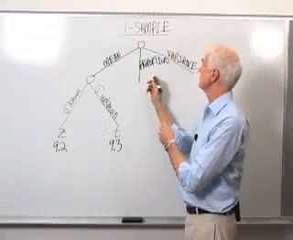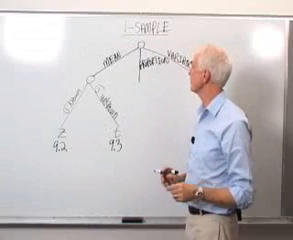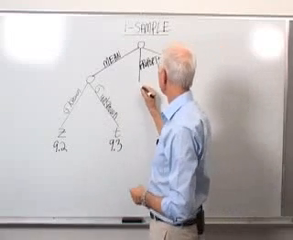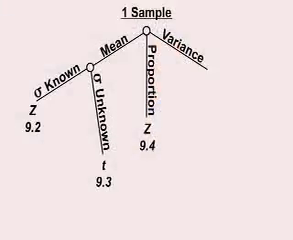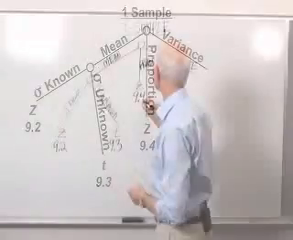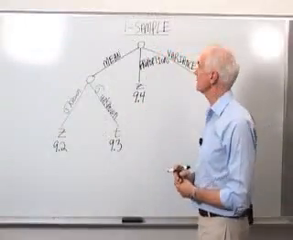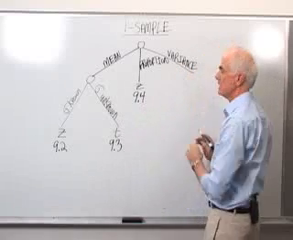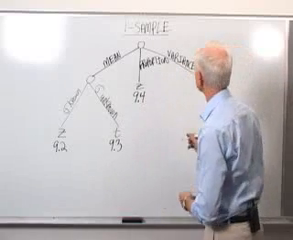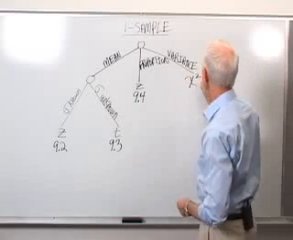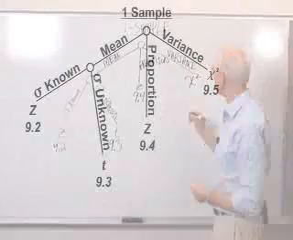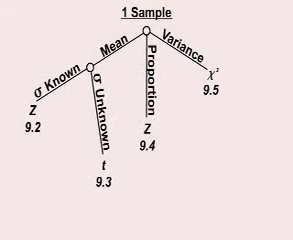If we're testing hypotheses about a single proportion using 1 sample, then we will use the z-test, and this particular technique is presented in section 9.4 of the book. And if we're testing hypotheses about a single population variance using 1 sample, we will use the chi-square technique, and this technique is presented in section 9.5.